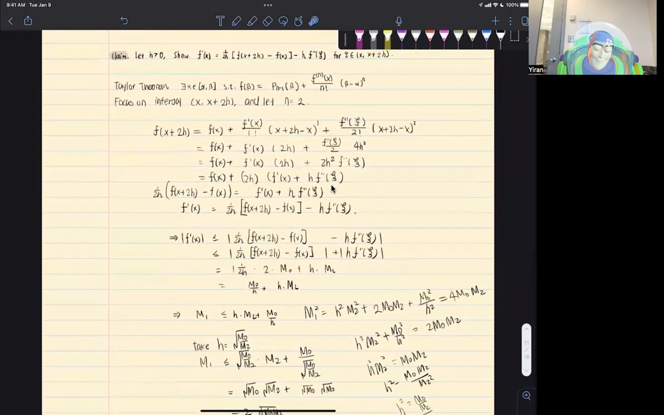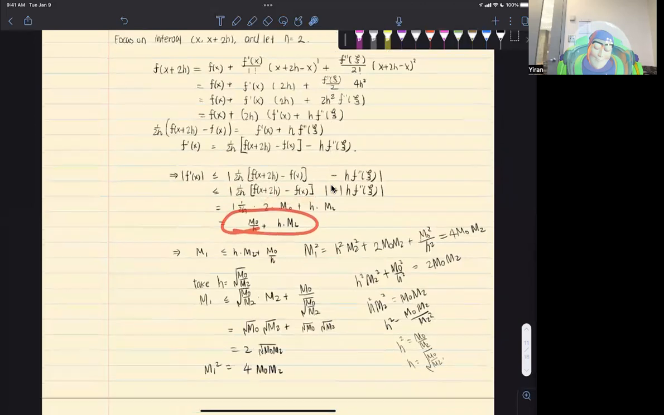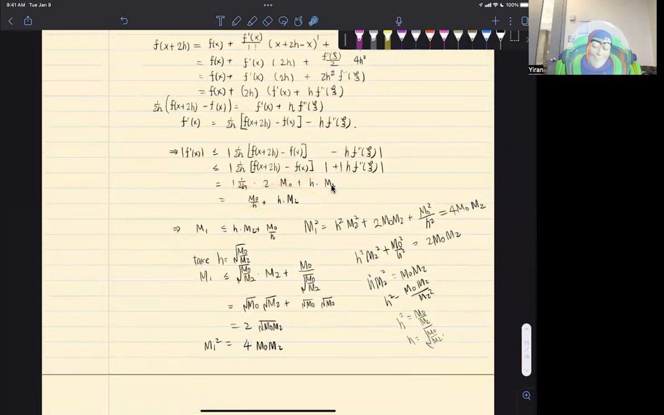Right, so you have shown that, and then this is equal to this, and use the triangle inequality. These two are canceled out, so you have this, right? So what you have is M1 is smaller or equal than this, and M1 is smaller or equal than this.